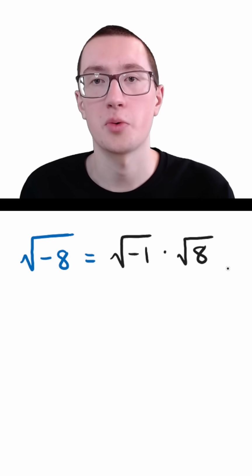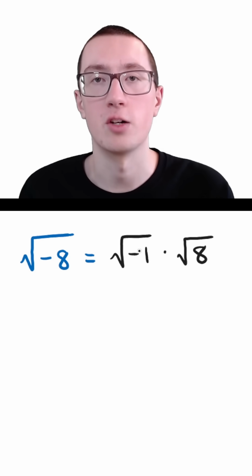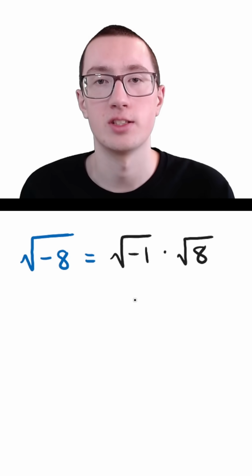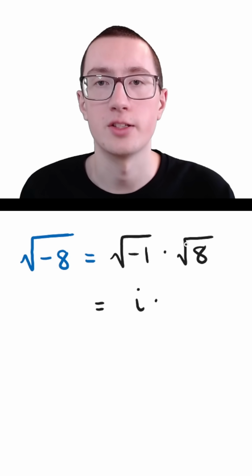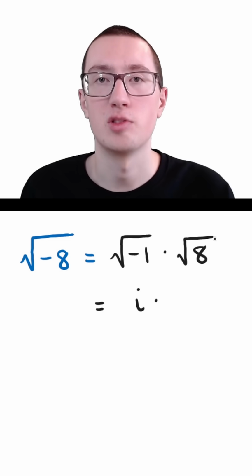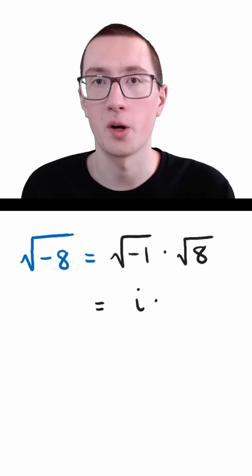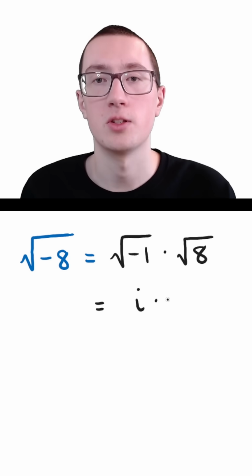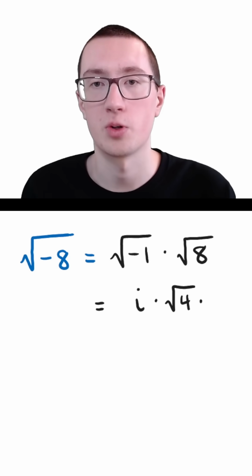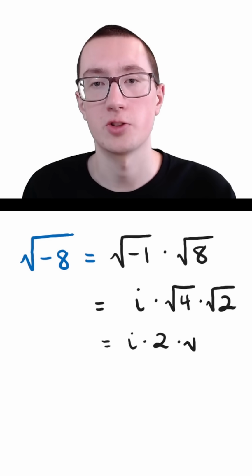We do this because the square root of 8 is a real number because it's positive, but we have the square root of negative 1, which in imaginary numbers is the letter i. But you may also notice that the square root of 8 is not a perfect square, but we can actually use this same method of splitting up a square root to factor out a perfect square, because the square root of 4 is 2. So we can actually split this up into the square root of 4 times the square root of 2. So we're going to have i times 2 times the square root of 2.